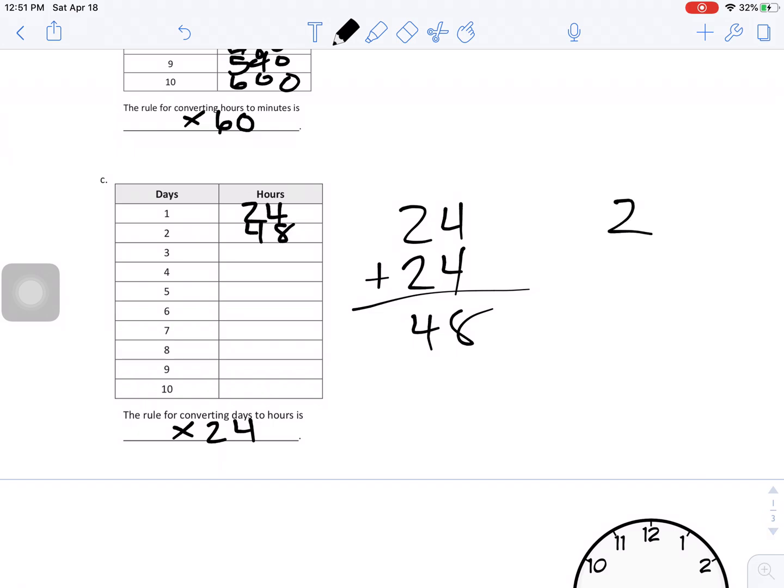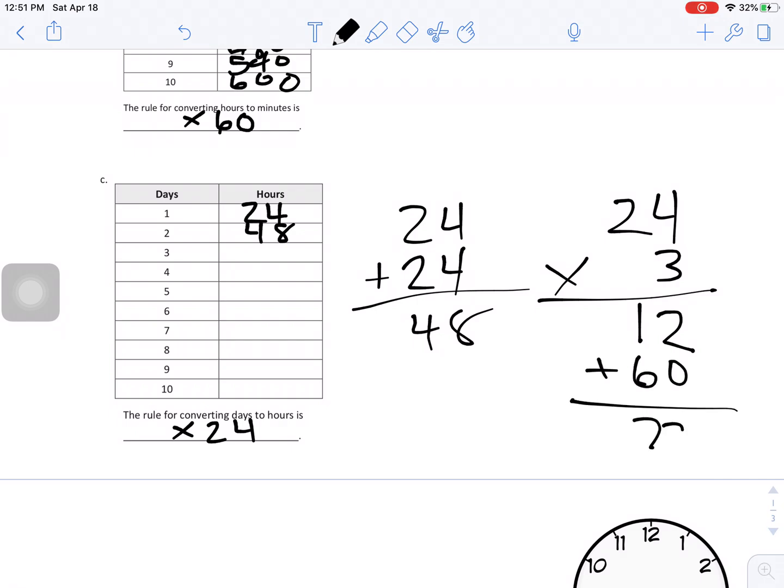If I do 24 hours for 3 days, I would say 3 times 4 is 12. 3 times 20 is 60. That makes 72. So it's 72 hours. And I would continue to do that. 4 days is 96 hours. 5 days is 120 hours. 6 days is 144 hours. 7 days is 168 hours. 8 days is 192 hours. 9 days is 216 hours. 10 days is 240 hours.